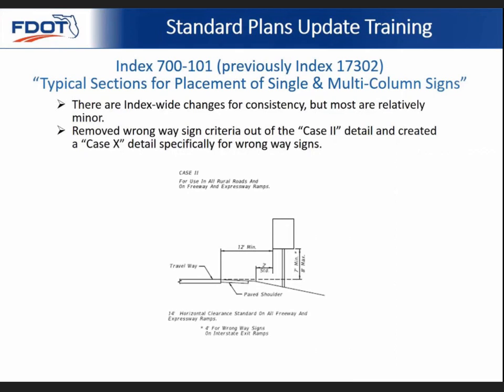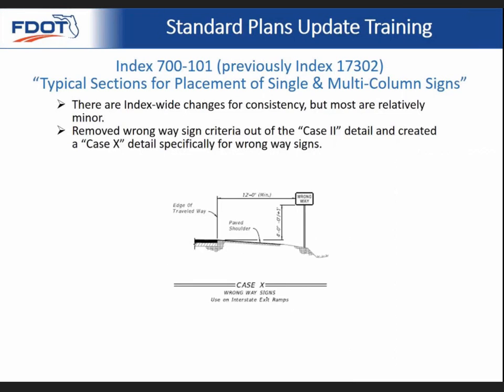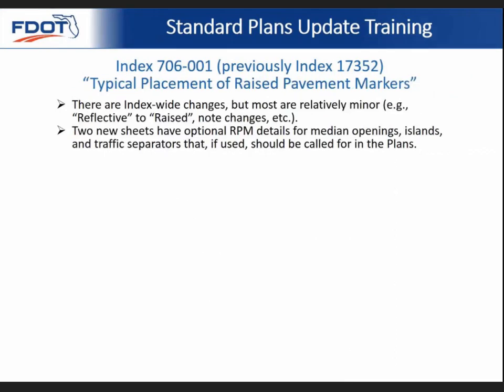So this is showing the previous case 2, where the wrong way sign was just an asterisk of the typical sign placement on rural roads and actually strictly on expressway ramps in this case. So the new detail is just showing the specific use of the wrong way signs. The old design standard was in some occasions causing some confusion.